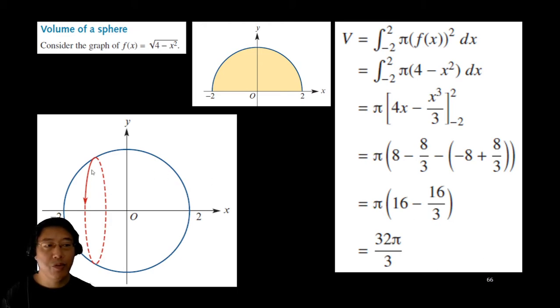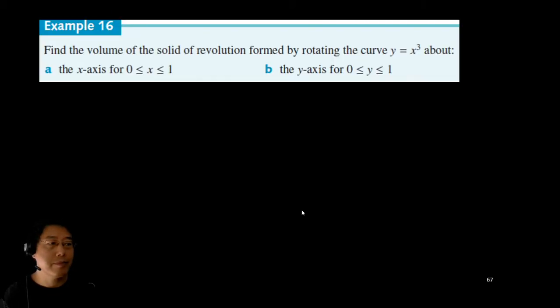Okay, and that's the visualization. So you start your function here, which is a half circle. When you do a full revolution, you need to imagine a sphere or a ball.